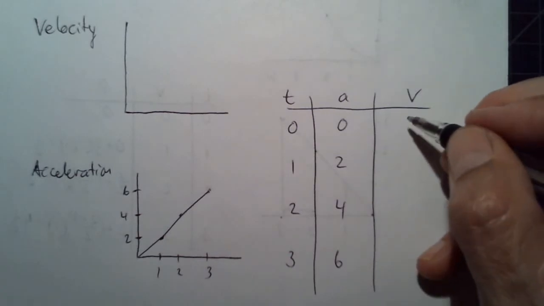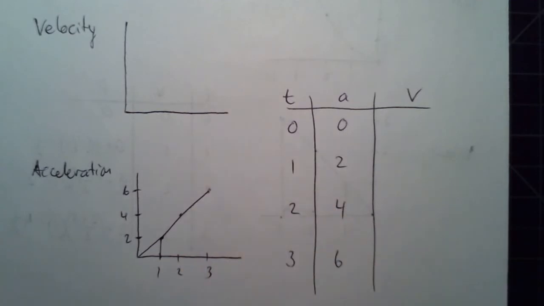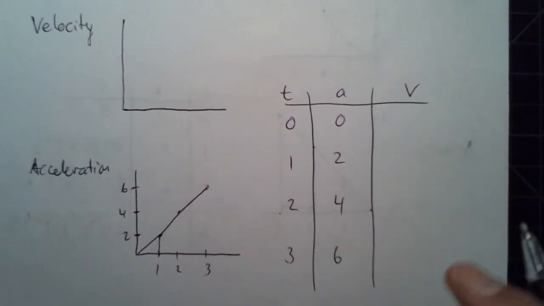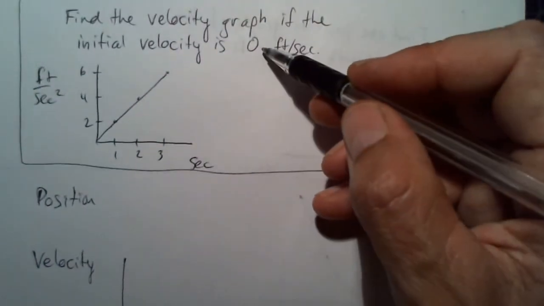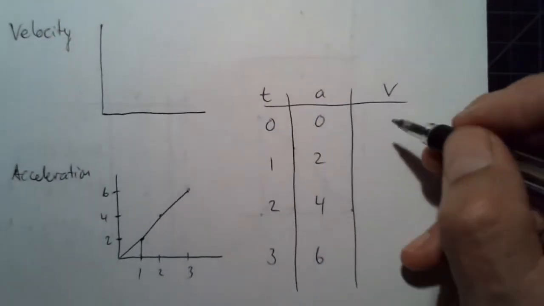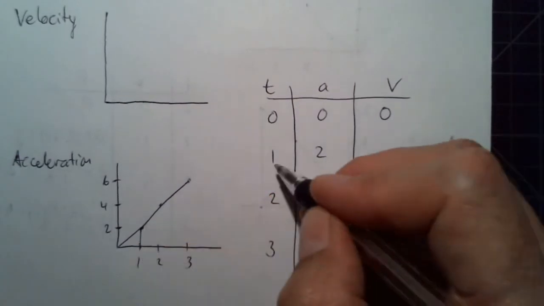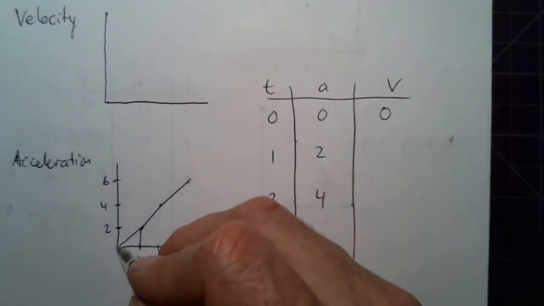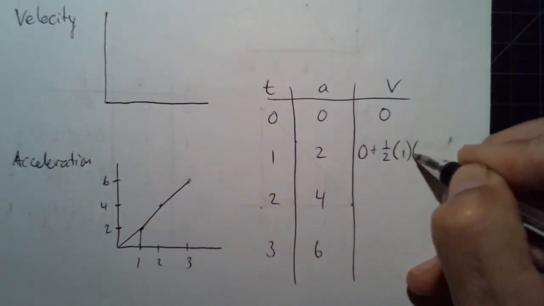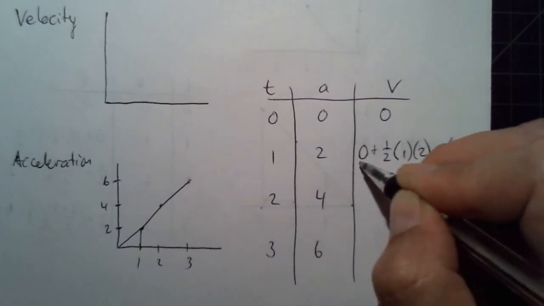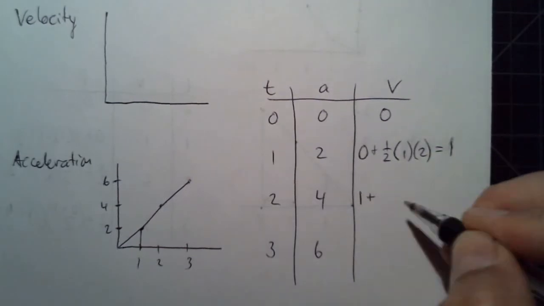Then to find the velocity, we're moving up a level, so that means we need area. And the area of this is 1/2 base times height. We also know that 0 feet per second is the initial velocity, so we put that there. And let's find the area after 1 second. The area is 1/2 base times height, so 0 plus 1/2 base times height, and that'll be 0 plus 1. Then we go 1 plus.